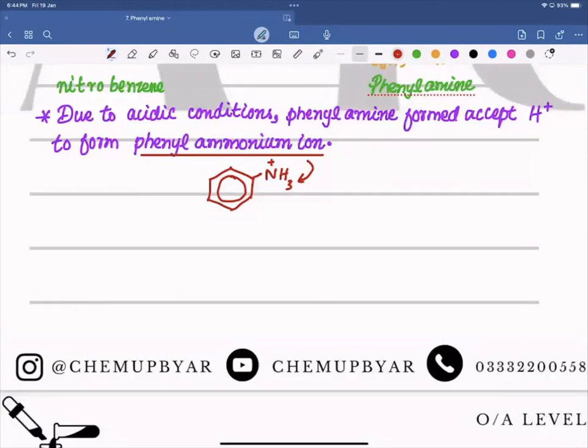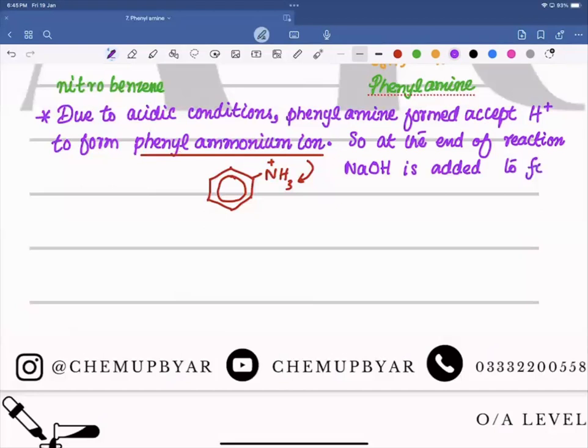So what we do at the end of the reaction, sodium hydroxide, or we can use any other alkali, is added to form phenylamine again. So that's what happened.